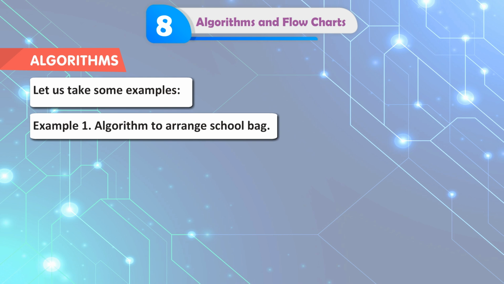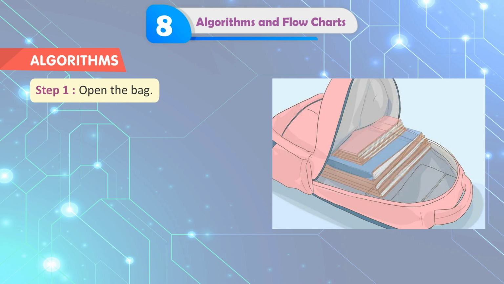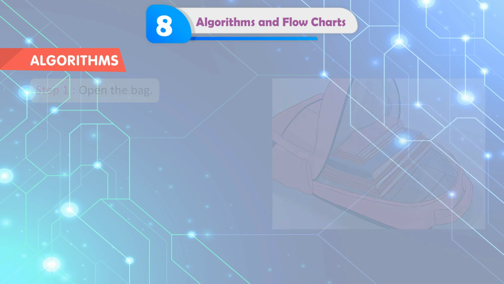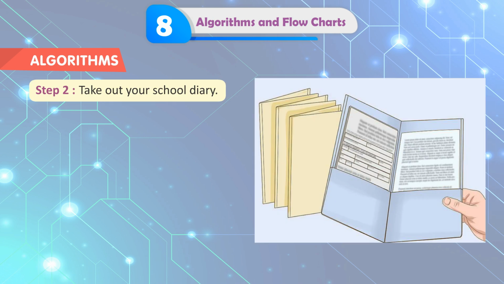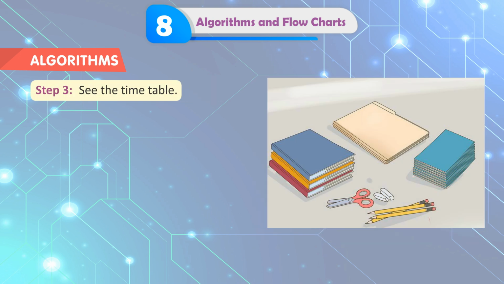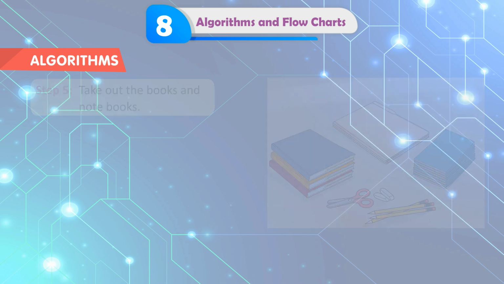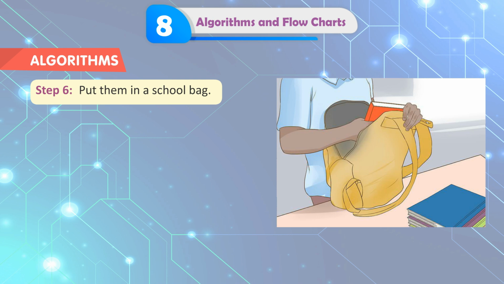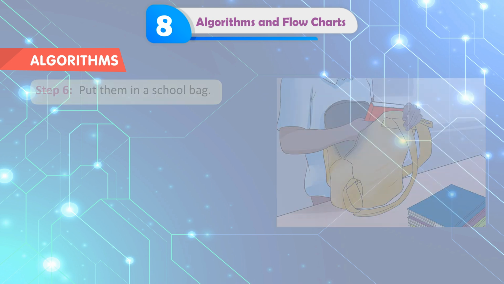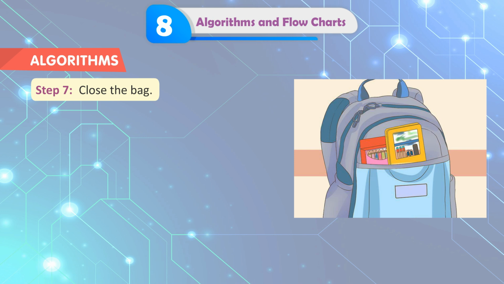Example 1. Algorithm to arrange school bag. Step 1. Open the bag. Step 2. Take out your school diary. Step 3. See the timetable. Step 4. Go to your bookshelf. Step 5. Take out the books and notebooks. Step 6. Put them in a school bag. Step 7. Close the bag.